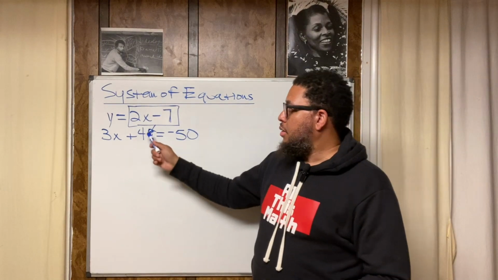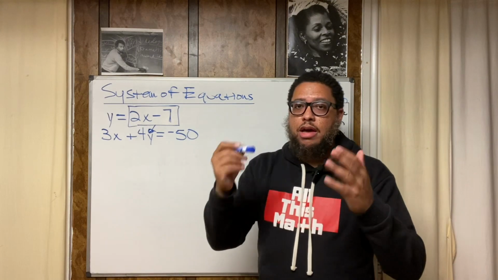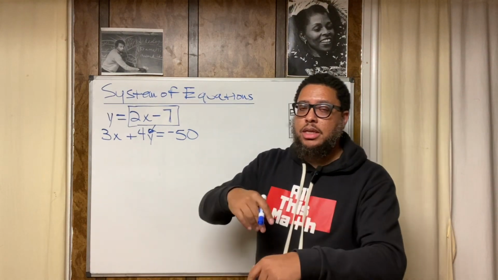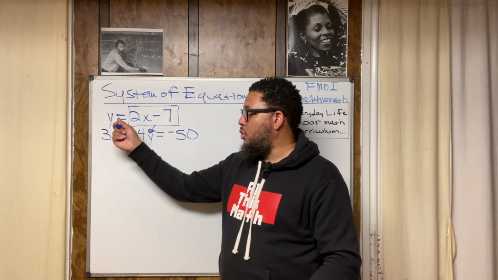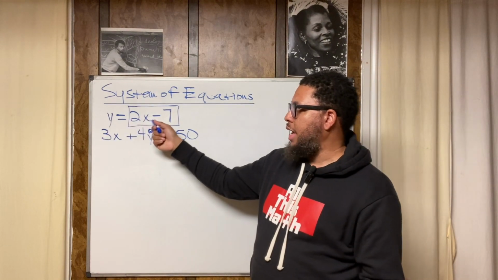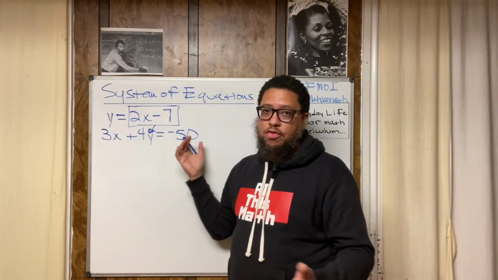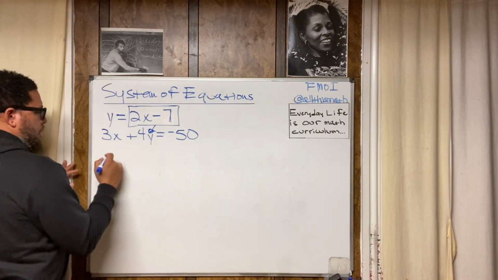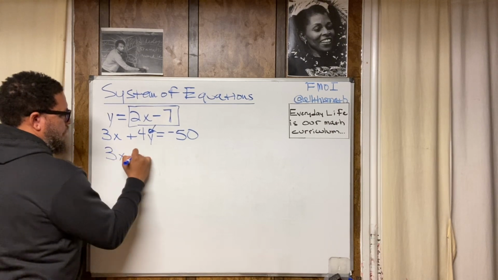So look, we're going to replace this, and then I'm going to show you. We're going to have all x's, and then we're going to solve for x. And then once we solve for x, we're going to go back to the first equation and then solve for y. Because all y is going to be is 2 times whatever x is minus 7. And we about to solve for x right now. So watch this. I'm going to rewrite this bottom equation. It's going to become 3x plus 4.